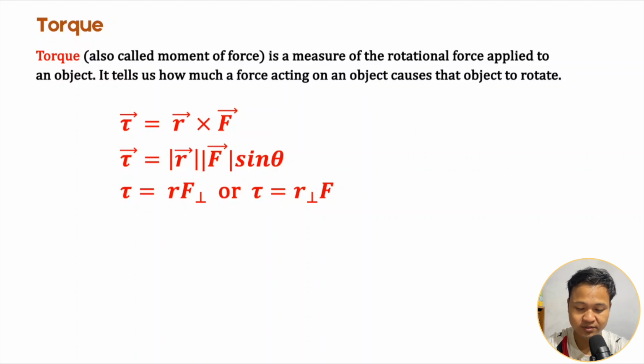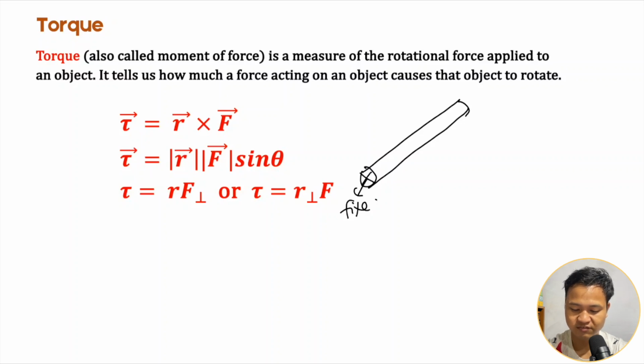So here see, torque is R cross F, R into F perpendicular, or R perpendicular into F. Suppose I have a rod here. Okay, for example, this rod is fixed here. So if a force is applied like this at some angle, the rod is going to rotate.